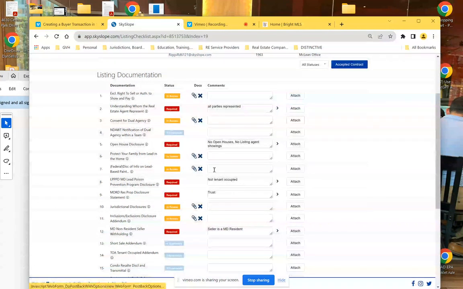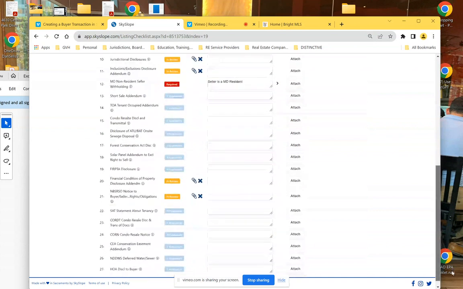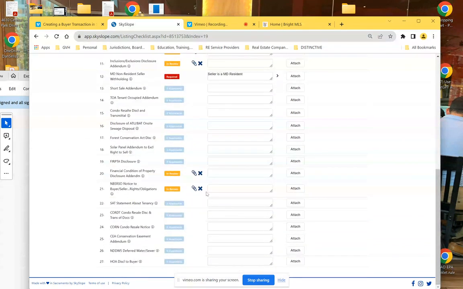That's uploaded. Again, in this particular case, this is a document that's required if there is a tenant in the property. In this case, it's not tenant occupied. In this case, it's a trust. This is a trust that is selling this estate, so the property disclosure is not required. The jurisdictional addendum is attached. The inclusions addendum is attached. The seller is a Maryland resident. And here we've gone into the financial condition that's attached, the notice to the buyer and seller that's attached.